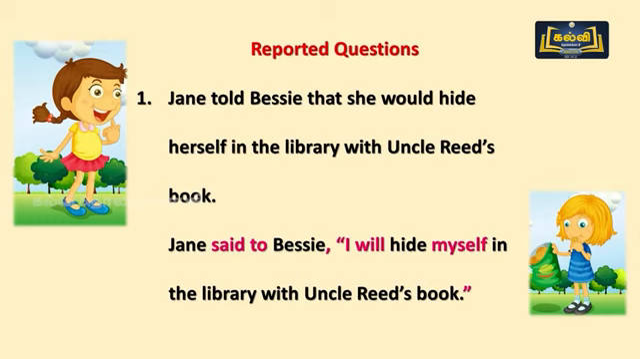Jane told Bessie that... See, now when you are changing, Jane said to Bessie, you will take away "that" and instead of that you will put a comma. Start the quotation. The "she" pronoun which has been used here denotes Jane. So for the first person you denote "I will hide myself in the library with Uncle Reed's book." Now you have changed the indirect speech into direct speech. So the first sentence is in assertive form. It is a given statement.